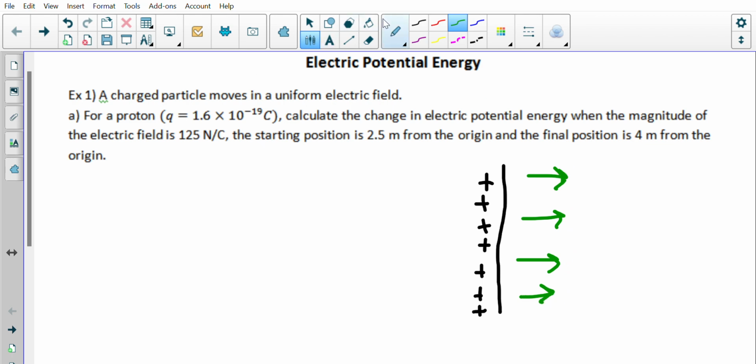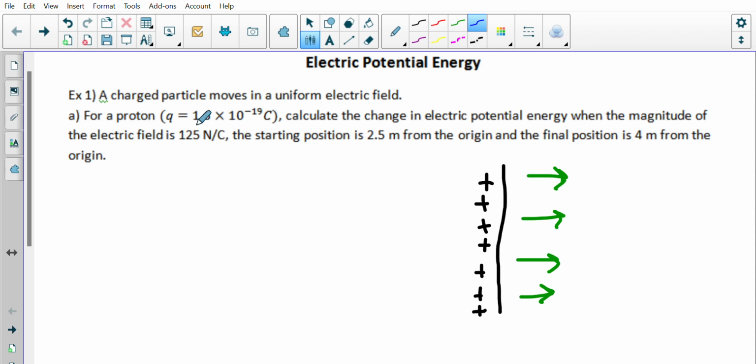Okay, now A, it says for a proton, which has a charge of 1.6 times 10 to the negative 19 coulombs, calculate the change in electric potential energy when the magnitude of the electric field is 125 newtons per coulomb. The starting position is 2.5 meters from the origin, and the final position is 4 meters from the origin.